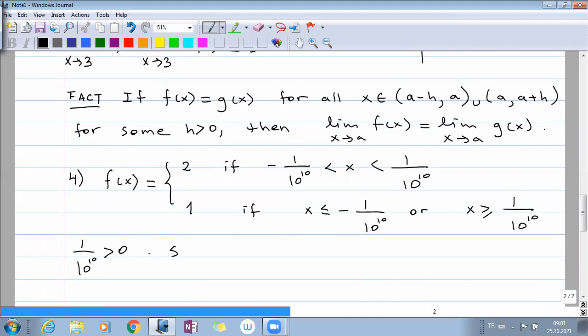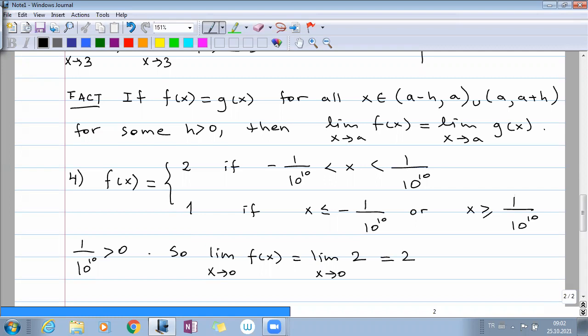All right. So the limit as x goes to 0 of the function f, around zero, on some very small but still existing interval around 0, the function is defined to be the constant 2. So the limit of the function is the same as the limit of the constant 2, so the limit is 2.